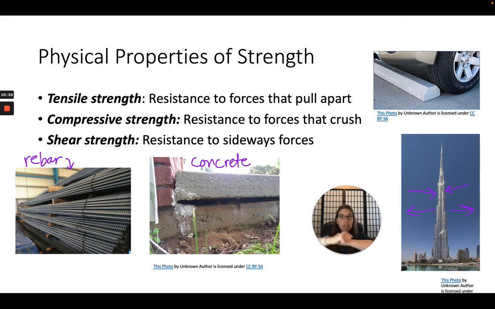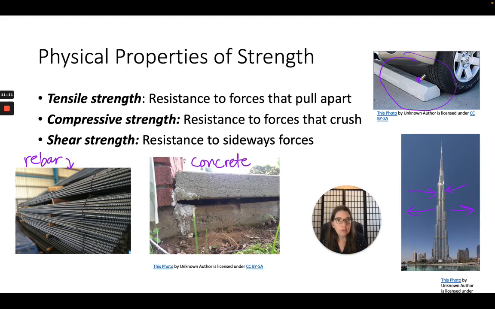It's resistance to like scissors kind of things, opposing forces. And if the building can resist that, it has shear strength. Okay, now sometimes we can combine some of these to make very strong materials. So I like to think of these parking blocks right here.